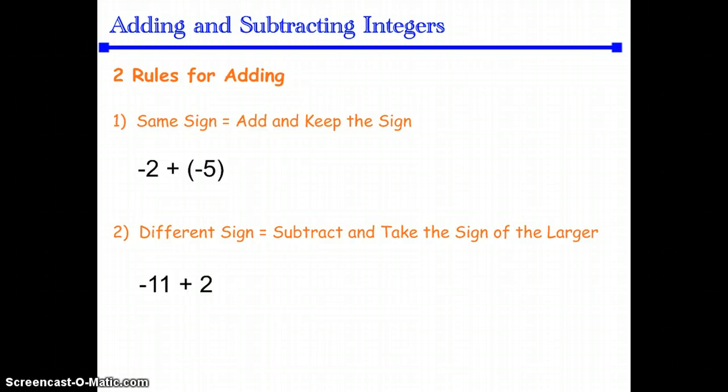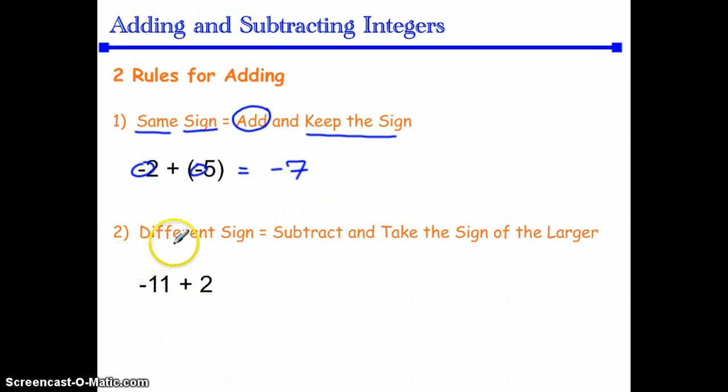When you add integers, there are two basic rules you have to remember. The first one is that if your two integers have the same sign. So in this first problem we have -2 and -5, which are both negative, so they have the same sign. What you're going to do is add the numbers. So I'm going to add the 2 and the 5 to get 7. And then we're going to keep the sign. So that means my answer is going to be negative. So when I add two negatives, I get a negative answer. If I added two positives, I would get a positive answer.